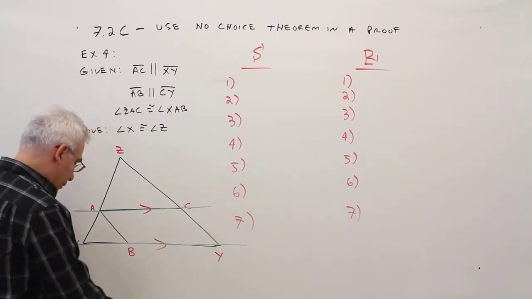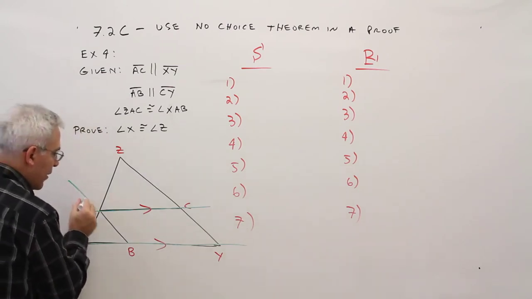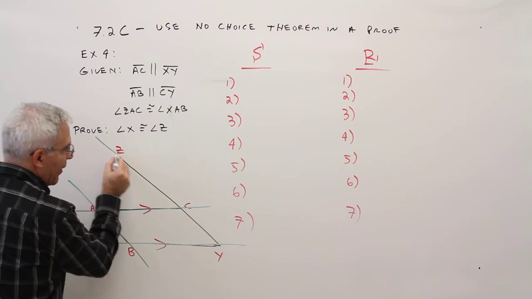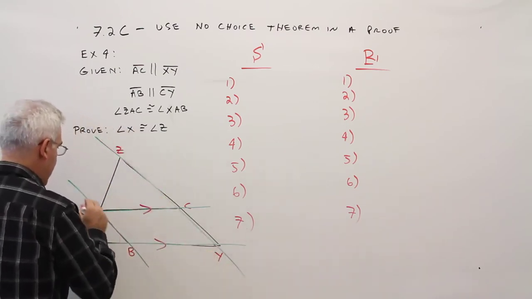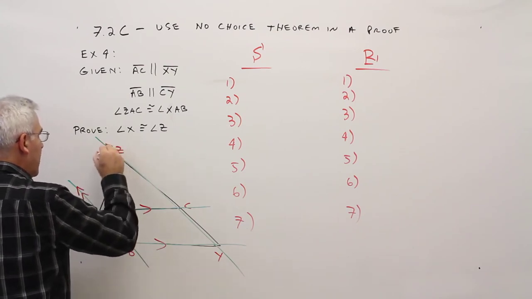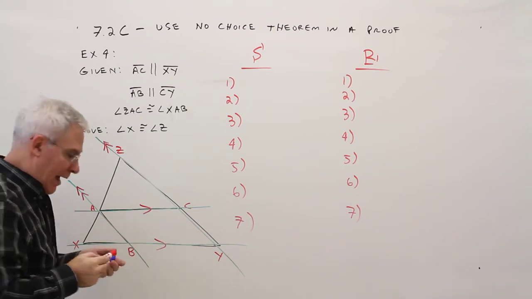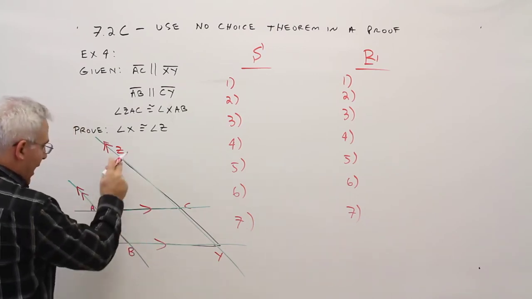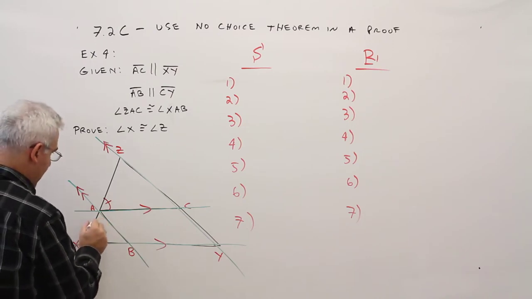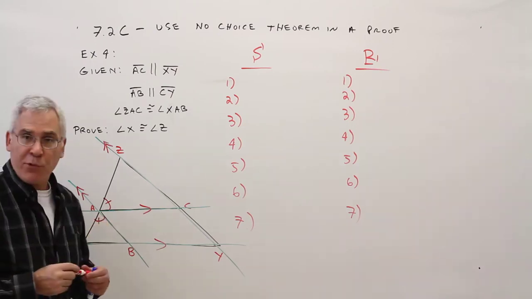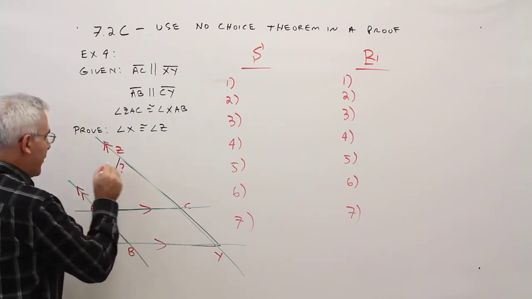AB is parallel to CY. Again, it helps me if I extend those parallel lines. So I'll just mark it up like so. And angle ZAC is congruent to angle XAB. Angle ZAC congruent to XAB. All right, prove that angle X is congruent to angle Z.